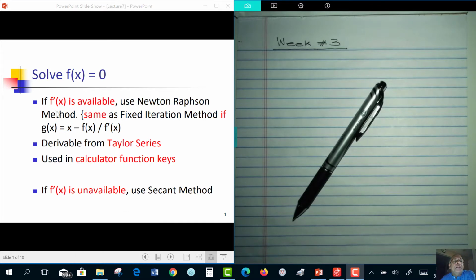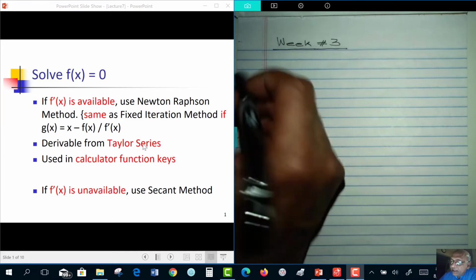Now, I derived the Newton-Raphson method geometrically. It is also derivable from the Taylor series. Taylor series is something you must have learned in your calculus courses. We are going to talk more about Taylor series. So if you didn't learn it in your calculus courses, I am hoping that you will learn it in my course. But let's see what the Taylor series says.